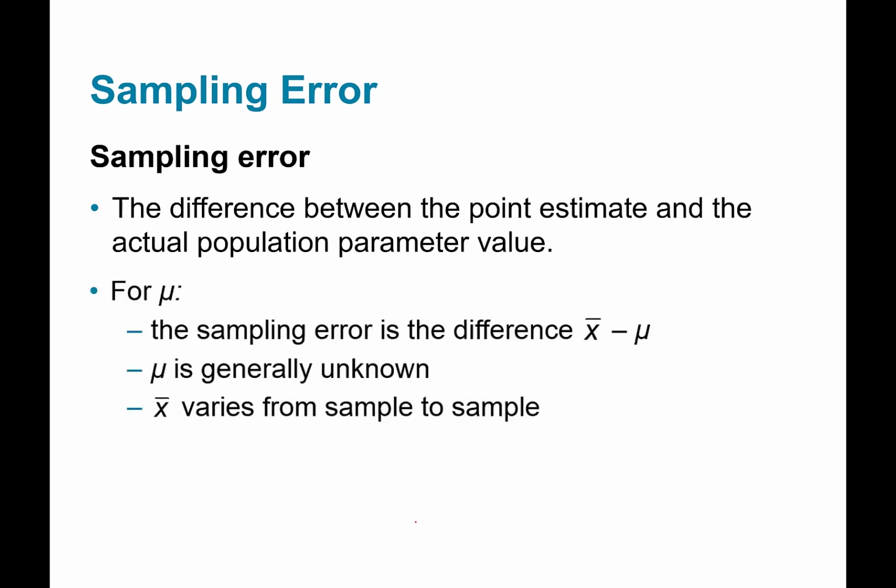So for mu, our sampling error is the difference x bar minus mu. And you can say it in either order, so you can say the absolute value of x bar minus mu if you want to. Because the sample mean might be bigger, we might want to subtract in the opposite order, and the absolute value just makes it positive. Mu is generally going to be unknown, which means we're not normally going to be able to find the sampling error. And similarly, x bar is going to vary from sample to sample, so you're going to have a different sampling error for every single sample of the same sample size that you calculate.